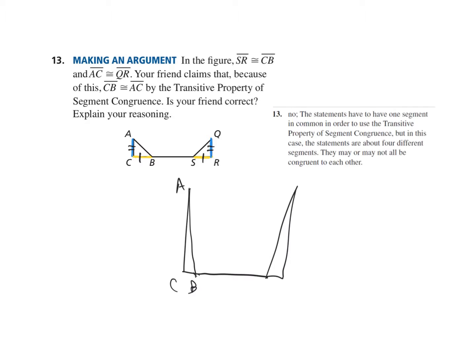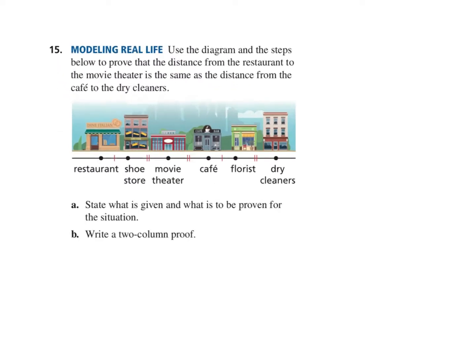So the book says it a little bit better. Says that they have to have a common segment. Remember, something in common where the transitive property leaps over the common thing to the end. Okay, so there's nothing there. Number 15. Let's make this a little bit bigger to start here.